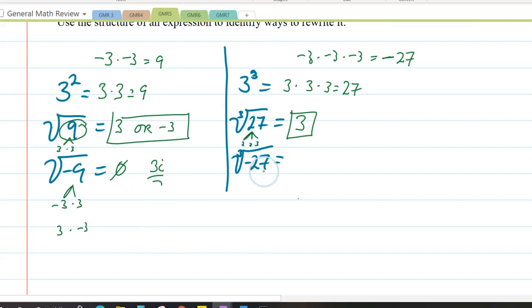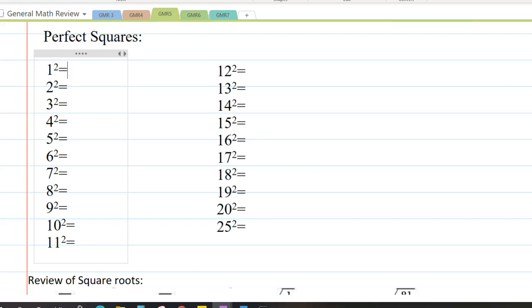Now, if I take the cube root of negative 27, we already said that negative 27 can be found by multiplying 3 negative 3's. Since all 3 are the same, that is going to be my answer, negative 3. To make your life easier, you should have a perfect square list. In fact, you should have most of these memorized already.